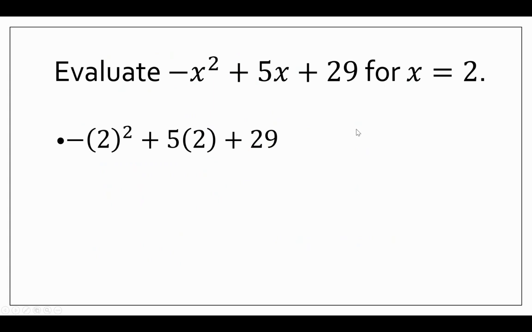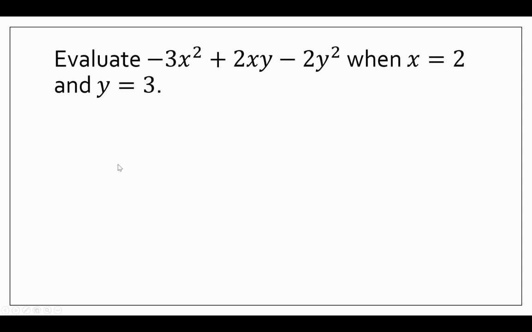Then we have to do my exponents. We don't really have any parentheses yet, so we do exponents first. So we're going to take 2 squared, and that's actually negative 2 squared, plus 5 times 2, plus 29. So we get negative 4 plus 10 plus 29. And when we do our math, we figure out that it is going to be 35.